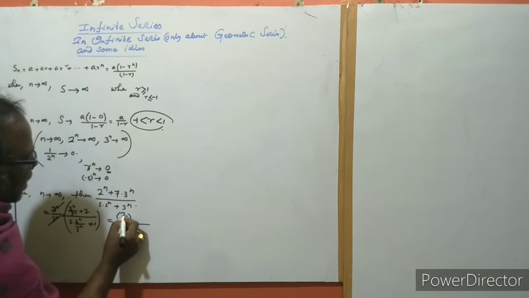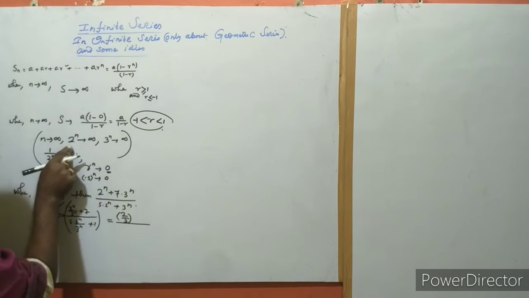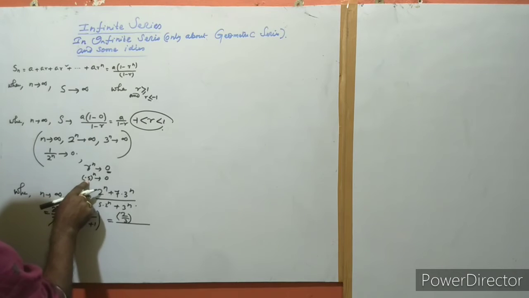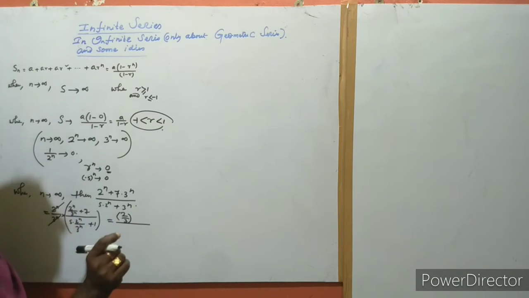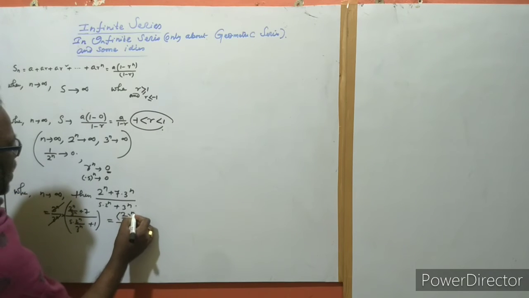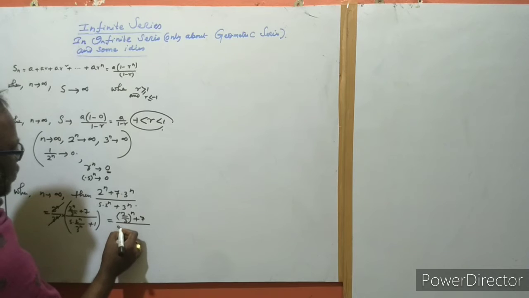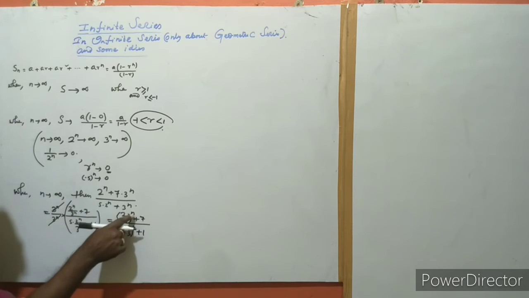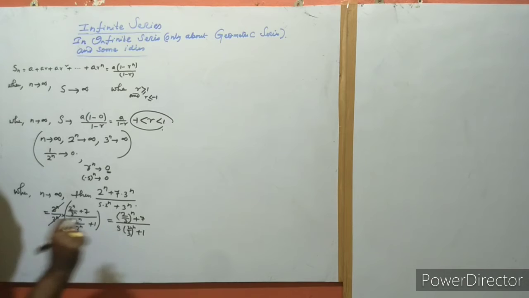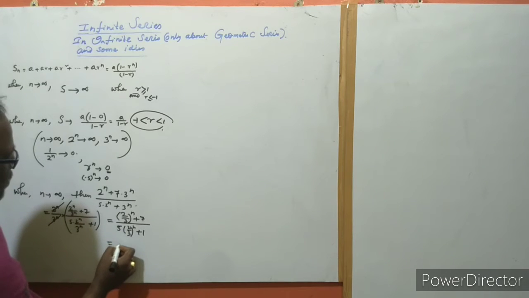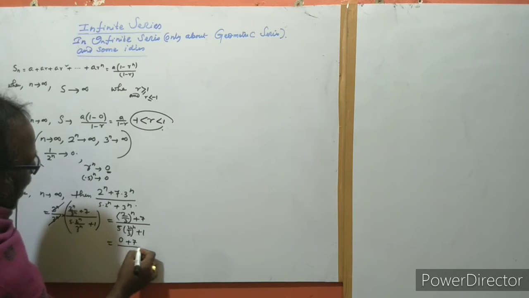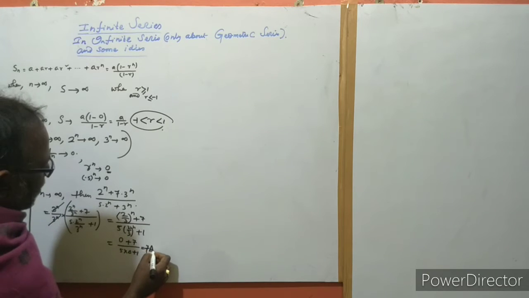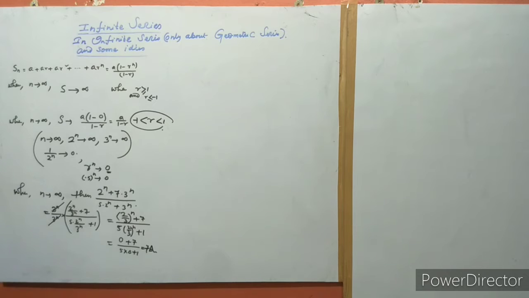See, 2 by 3 lies between minus 1 to plus 1, so r to the power n tends to 0. This is approximately 0.66 something, to the power n. So (2 by 3) to the power n plus 7, divided by 5 into (2 by 3) to the power n plus 1. As n tends to infinity, if you increase the power, these values go to 0. So it is 0 plus 7, divided by 5 into 0 plus 1, and the value will be 7. So this is your concept.